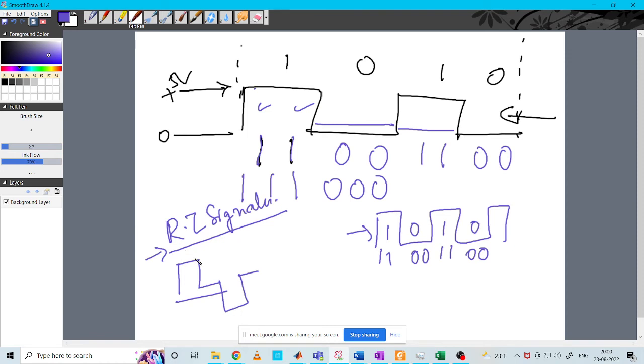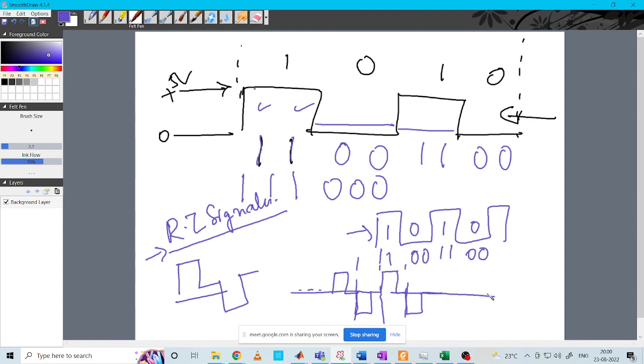So right now, whenever you see, let's say I have 1010, I will have something like this is 1, then I have 0, this is 1, then I have 0. Now see, there is no ambiguity now. Is it like the clock also changes its polarity, sir? Yes, actually, you can say that the clock is embedded inside the data.